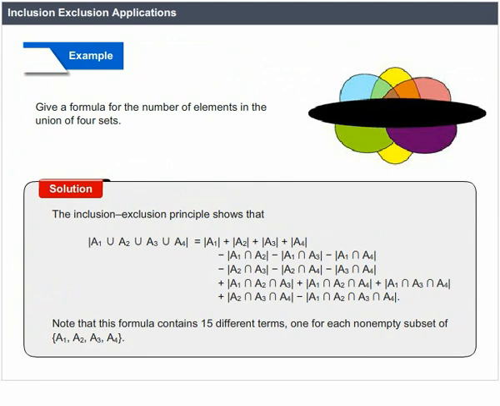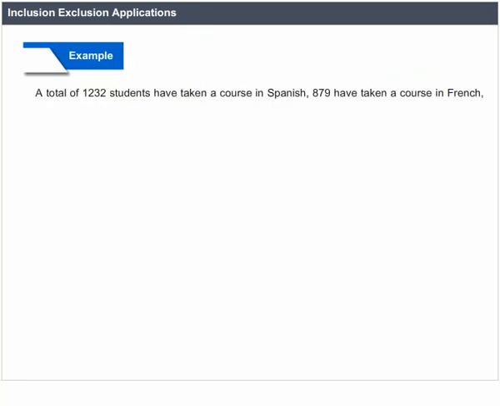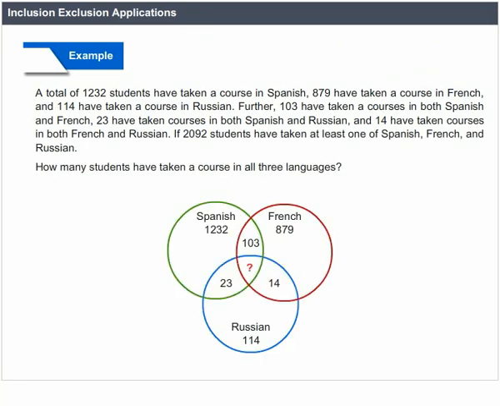A total of 1,232 students have taken a course in Spanish, 879 have taken a course in French, and 114 have taken a course in Russian. Further, 103 have taken courses in both Spanish and French, 23 have taken courses in both Spanish and Russian, and 14 have taken courses in both French and Russian. If 2,092 students have taken at least one of Spanish, French, and Russian, how many students have taken a course in all 3 languages? Solution.